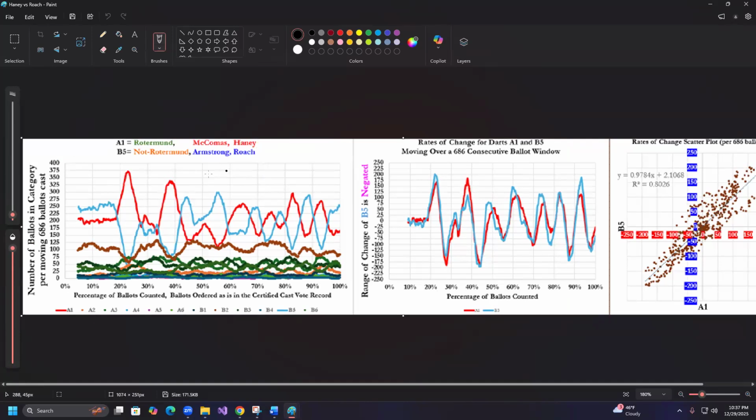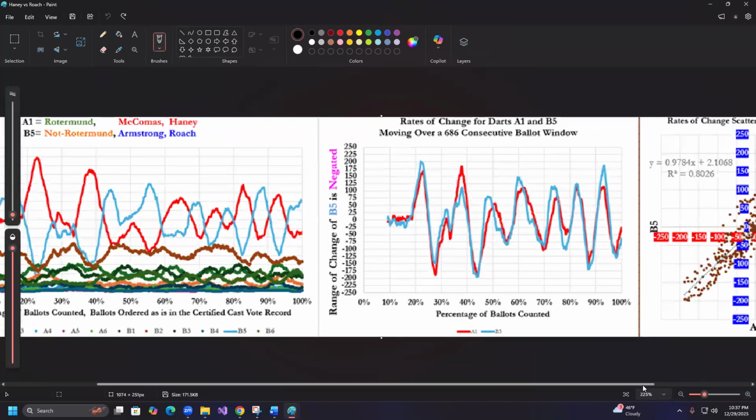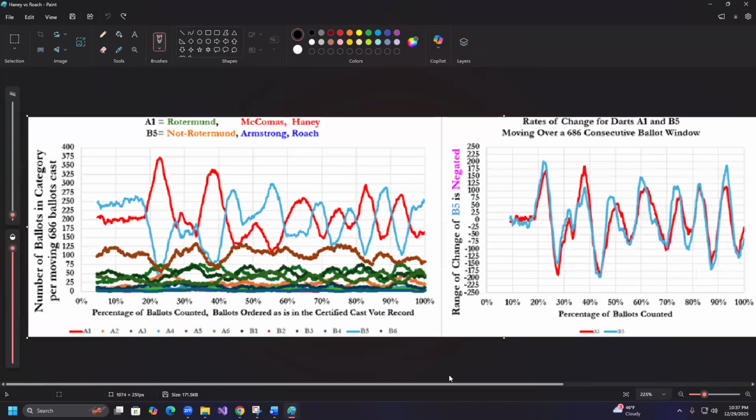So A1, which is this red line, is the number in the moving window. In Nevada it was 13,000 ballots because it was 500,000. Here we're only talking about 15,000 ballots in this election, so the moving window is only like 700 or 800, actually 686. The red line is the number of ballots in any window that were voted for Roterman, for McComas, and for Haney. That's the red line.